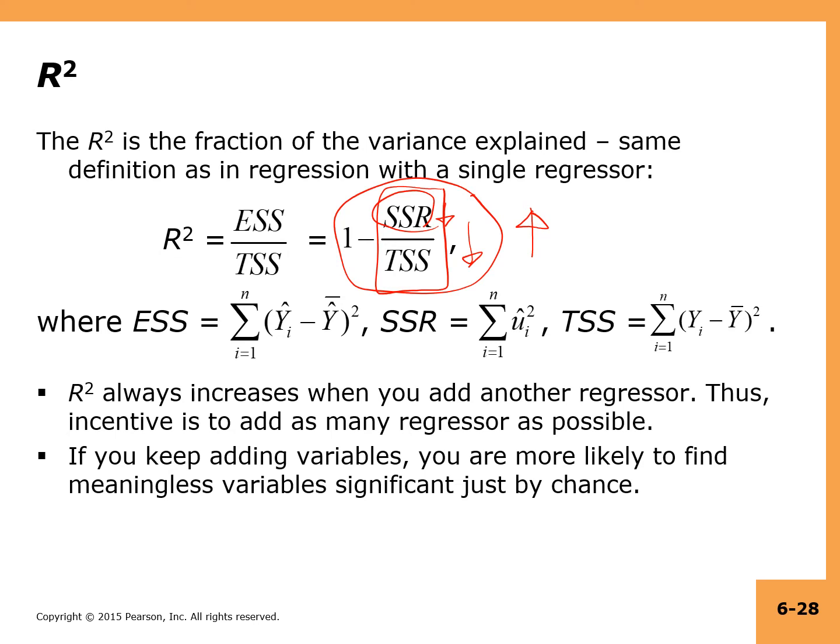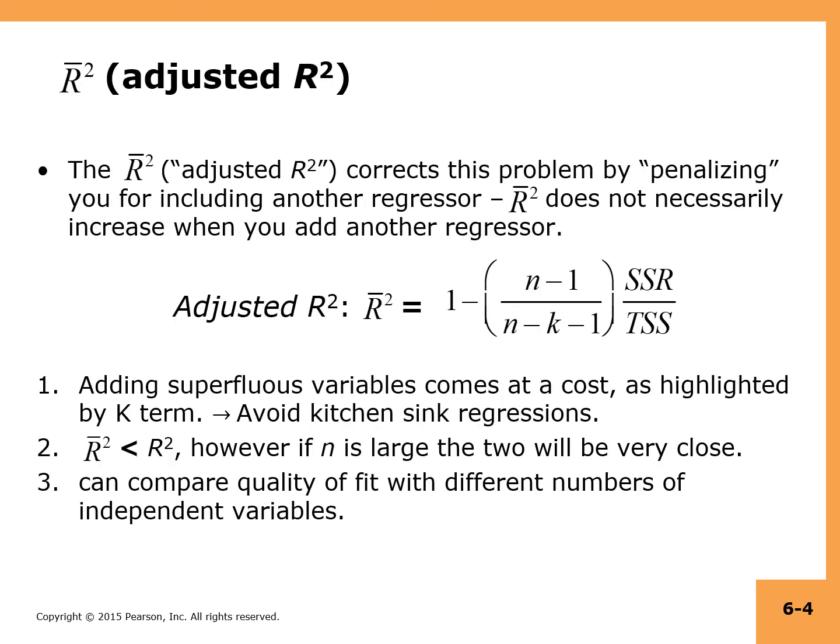The problem is that this would incentivize you to add as many regressors as possible, since R-square keeps increasing every time you add a regressor. But the downside is that you're going to find some regressors that appear significant even though they're meaningless, just by chance. So in the multiple linear regression model, we have something called adjusted R-square, and adjusted R-square corrects for this incentive to add as many variables as possible by penalizing you for including another regressor.